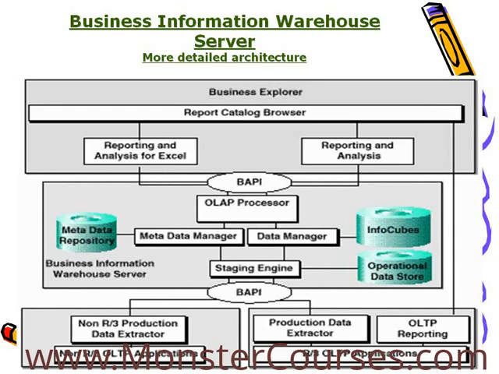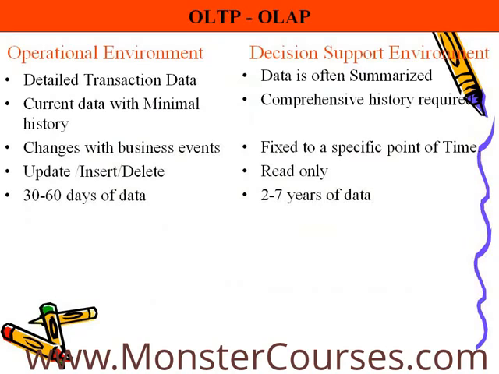Generally our BW system we call an OLAP system, but the SAP R3 system we call an OLTP system, online transactional processing, day-to-day transactions. So look at this. This is an operational environment. This will be the decision support environment. Here the detailed transaction data will be there, but here the data is often summarized.